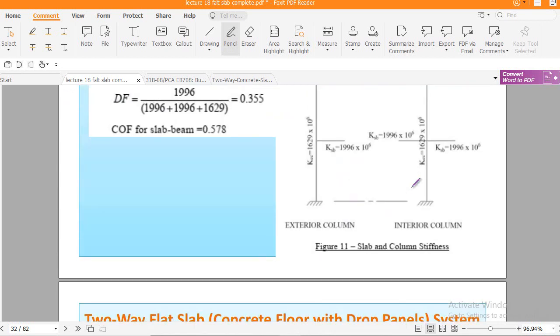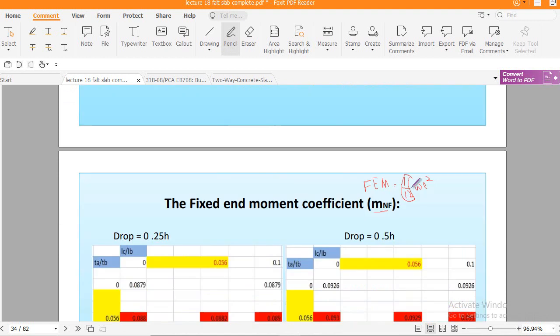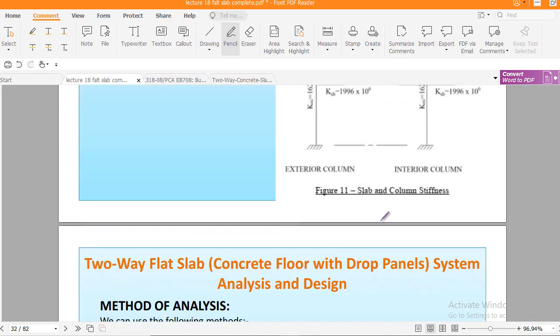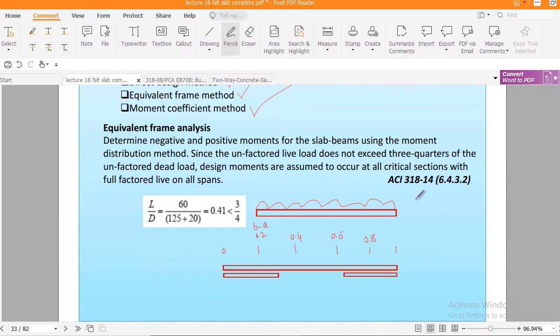Whenever we are calculating the fixed end moment, I write down this formula, and this formula is used in the case of a prismatic beam or prismatic slab when you have no drop panels. Okay, so in that case the fixed end coefficient is 1/12, but as you see we have a drop panel right here and a drop panel right here, so this is a non-prismatic beam. So in this case PCA developed those charts, and you will see the charts above.